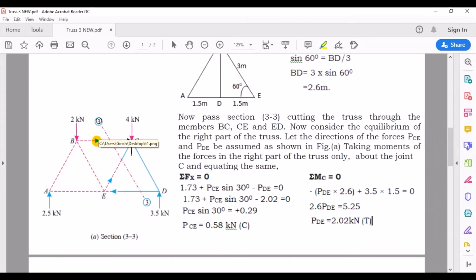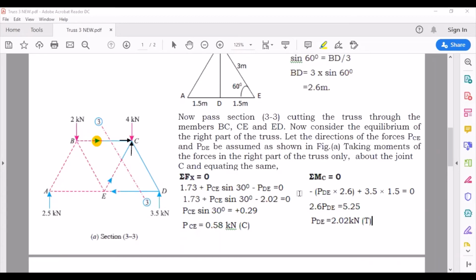In this part, I have cut a section 3-3. Again, I have two parts, one on the right side of the section and one on the left side of the section. On the right side of the section I have fewer forces, thereby I'll consider the right side of the section. Since I'm considering the right side, the moment center I'll be choosing will be on the left side.